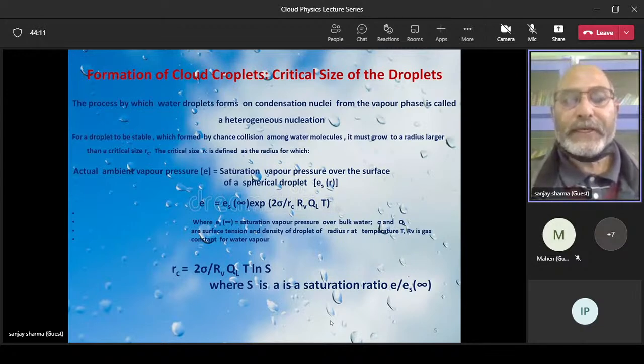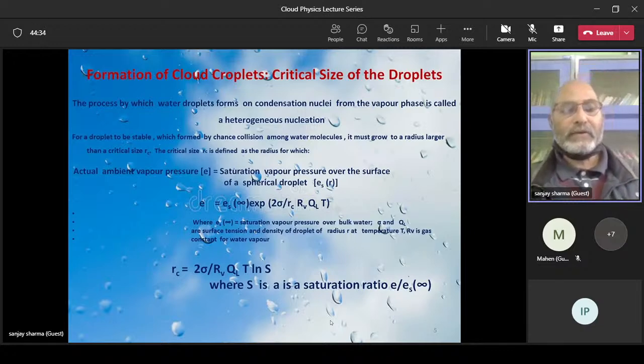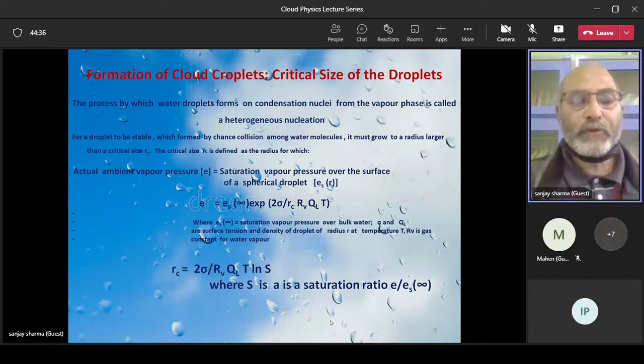And E is equal to ES exponential of 2 sigma over RC RV QL T. Here, they have their usual meaning. Sigma and QL are the surface tension and density of the droplet of radius R at temperature T. RV is the gas constant for water vapor. With this, if we simplify it, the critical size formulation comes out like this, where S is the saturation ratio.